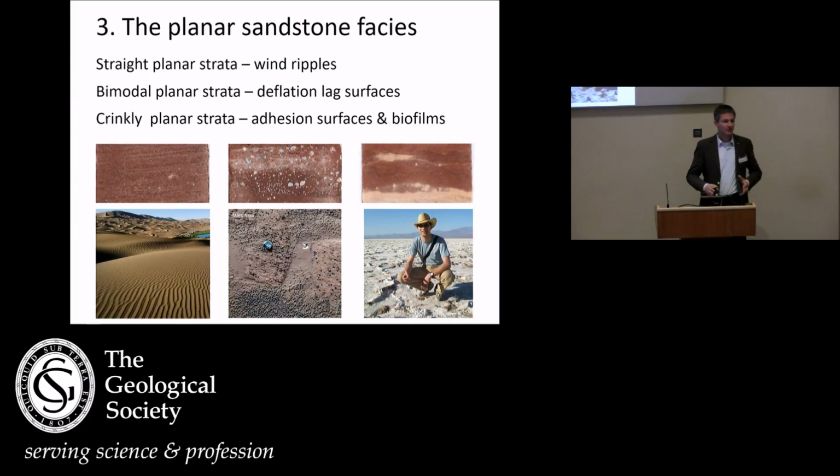These planar facies, the planar sandstone facies, are basically composed of 3 different sedimentary structures. We've got straight planar strata that are fairly easy to interpret as wind ripples. We've got some bimodal planar strata that we interpret as deflation lag surfaces, where you've got lots of granules on specific surfaces. A nice example here from Mars, incidentally, because in the Cambrian we did not have vegetation, so we look at a world without. And then we've got these crinkly strata, and we've got a lot of it. You start thinking about things like salt crusts. This is Death Valley. And you start thinking about what effect biofilms may have on this.